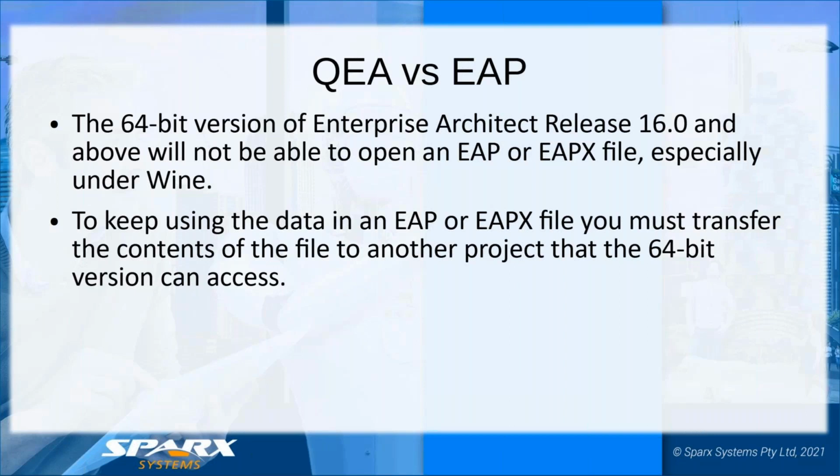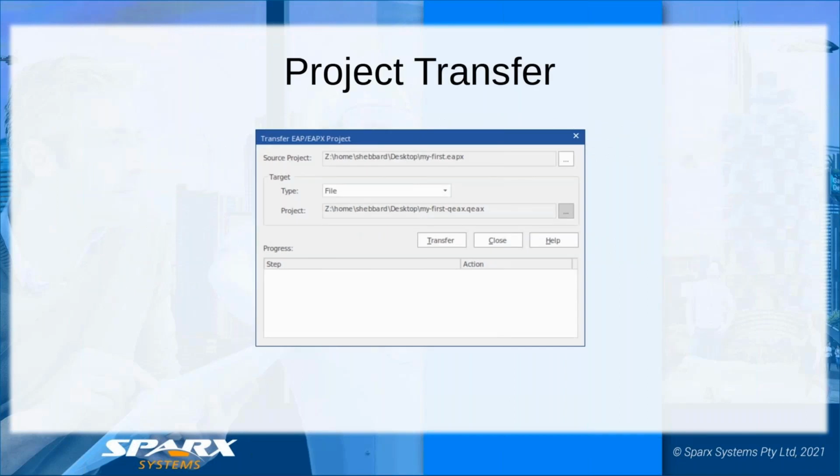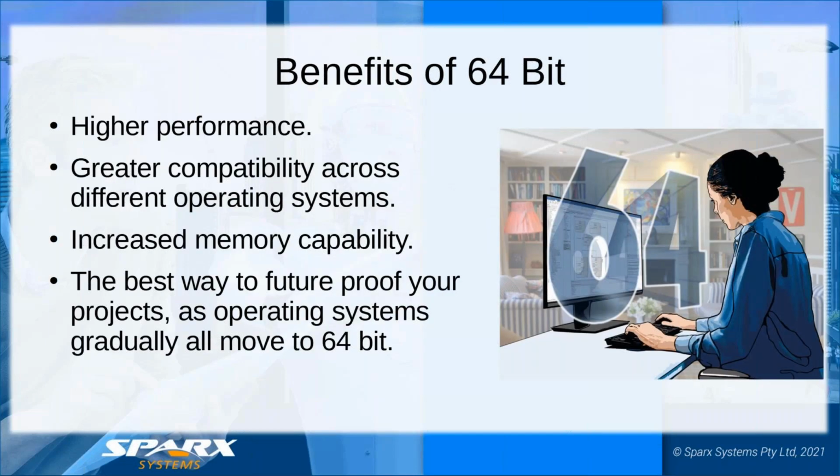So the 64-bit version of Enterprise Architect release 16 and above will not be able to open your EAP and EAPX files, but as I've demonstrated, it's very, very easy to convert those. All you need to do is transfer the contents to another file that the 64-bit version can access. Now, what you have is a project transfer dialog, such as the one on screen, and you just set the source and target project and hit transfer.